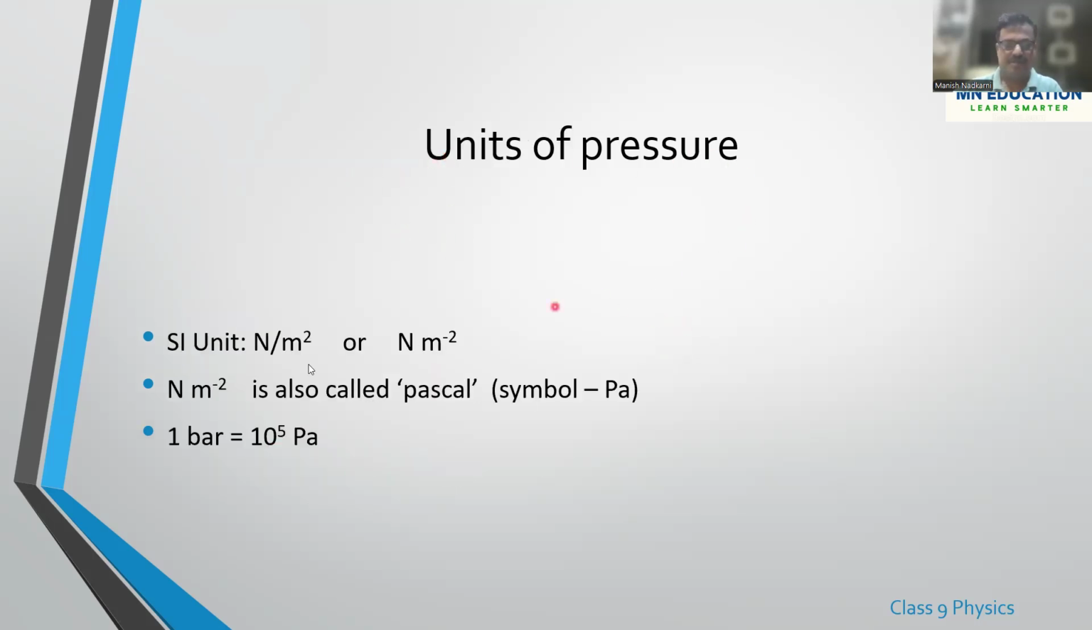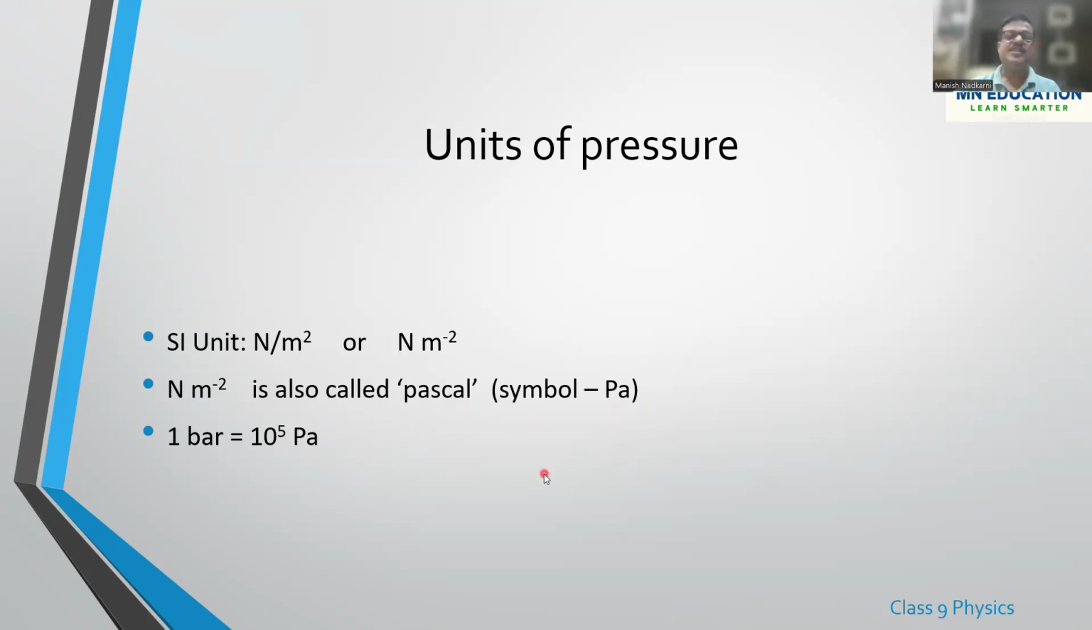What are the units of pressure? We saw pressure is force divided by area. Now, force is measured in newtons and area in meter square. So the SI unit of pressure is going to be Newton per meter square, which can also be written as Newton meter raised to minus 2. This same unit is also called Pascal, and the short symbol is Pa, capital P, small a. So the SI unit of pressure, remember, is Newton per meter square or Pascal.